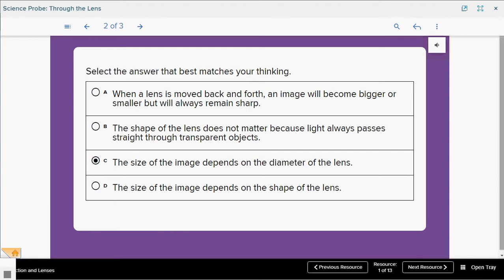When a lens is moved back and forth, an image will become bigger or smaller but will always remain sharp. Or the shape of the lens doesn't matter because light always passes straight through a transparent object. The size of the image depends on the diameter of the lens, or the size of the image depends on the shape of the lens. Okay, I think that the size of the image depends on the diameter of the lens. At the end of the lesson, we are going to know the best answer.